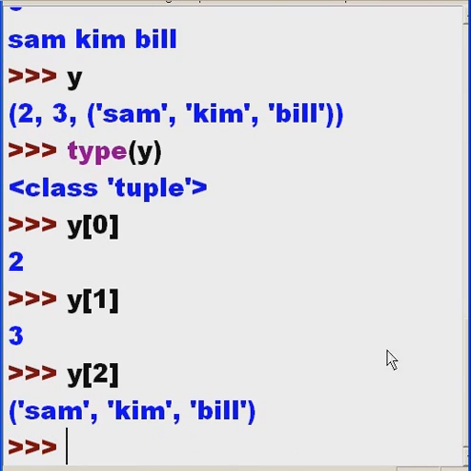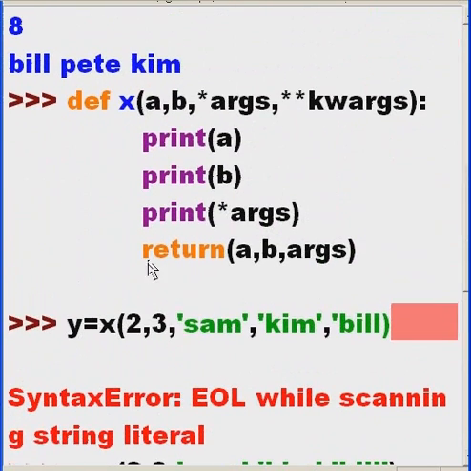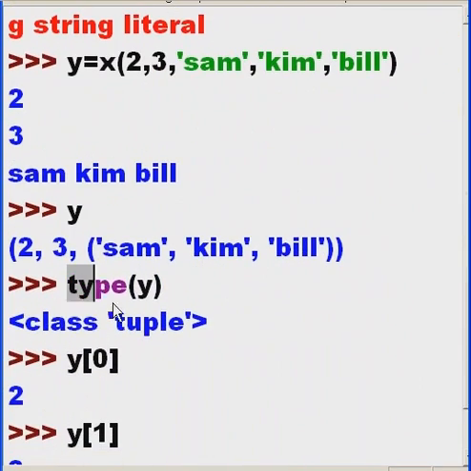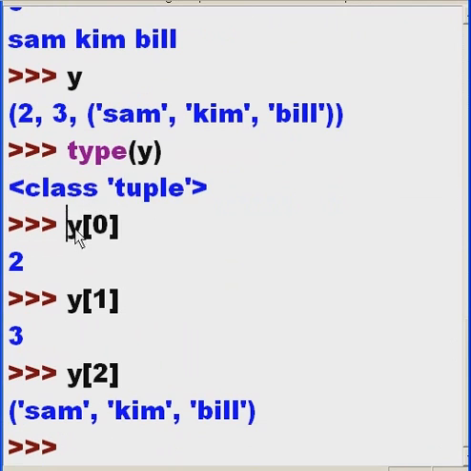All right, so what have we learned so far? We've learned that when you return multiple arguments, they get placed into a data structure of type tuple. You can then access them using y, square brackets, and then whatever element you're targeting.